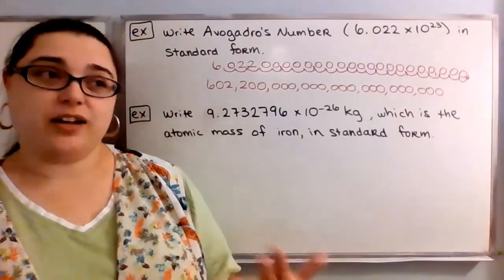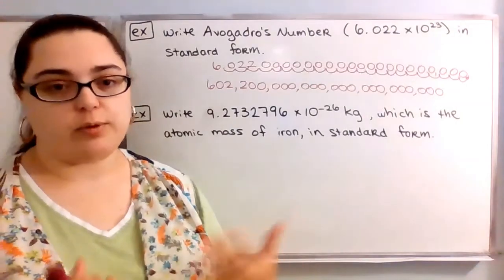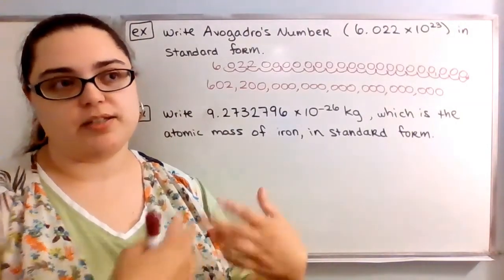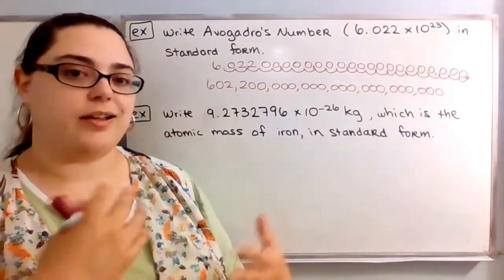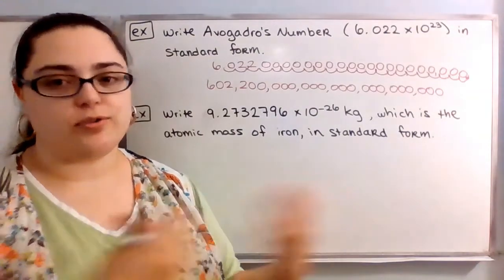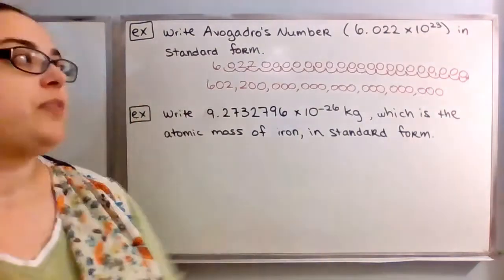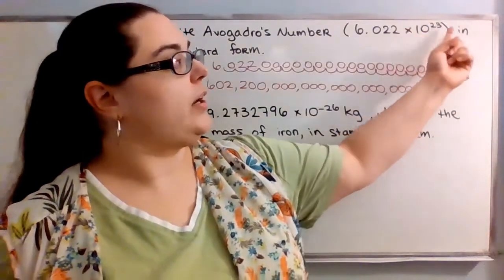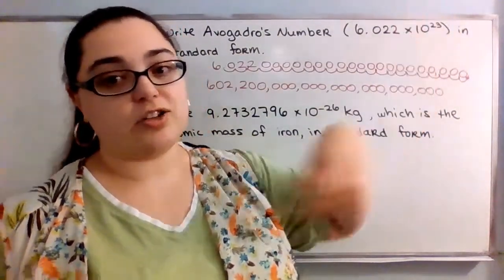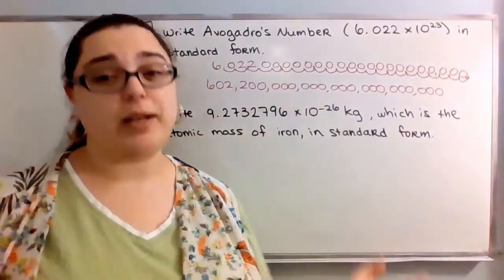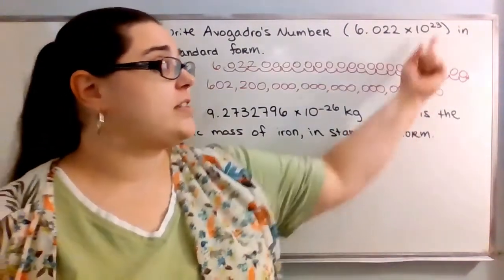Also notice this is kind of similar to when we had percentages and we moved the decimal point two places, because percent meant 100, and 100 has two zeros. So that tells us we have to move it two places. So this times 10 to the 23 now allows us to say, in a short way, move the decimal point however many places I want you to. And in this case, that's going to be 23.